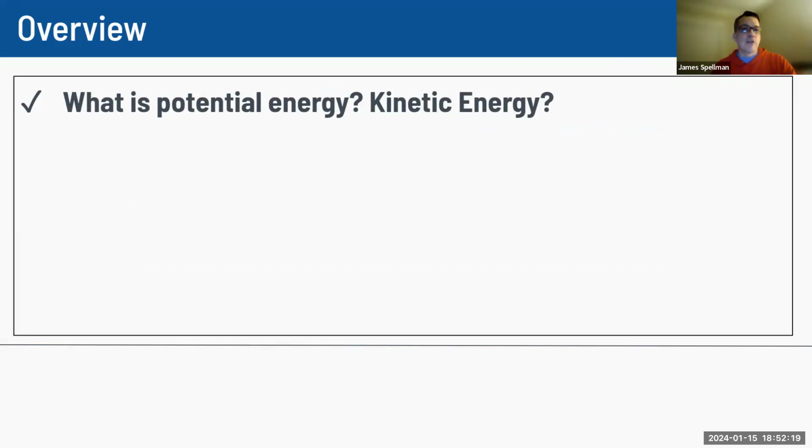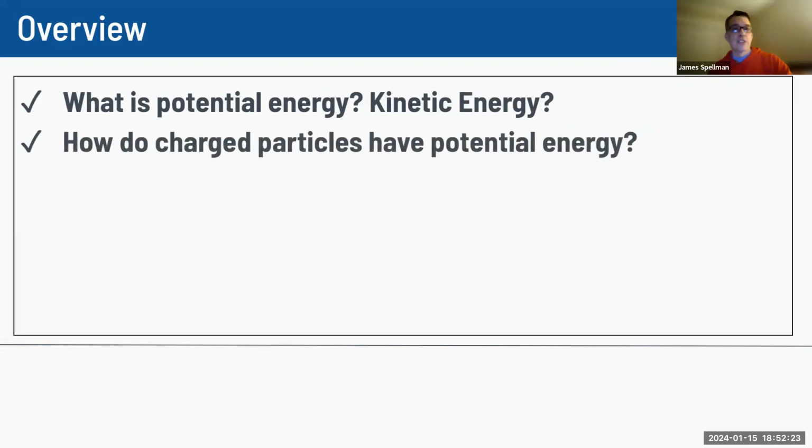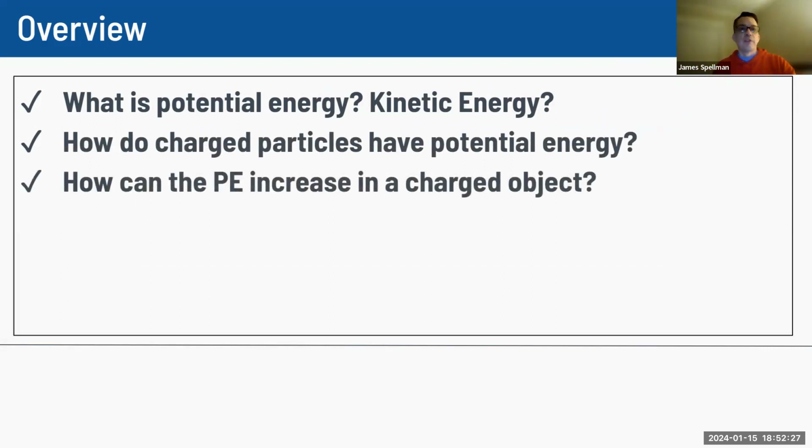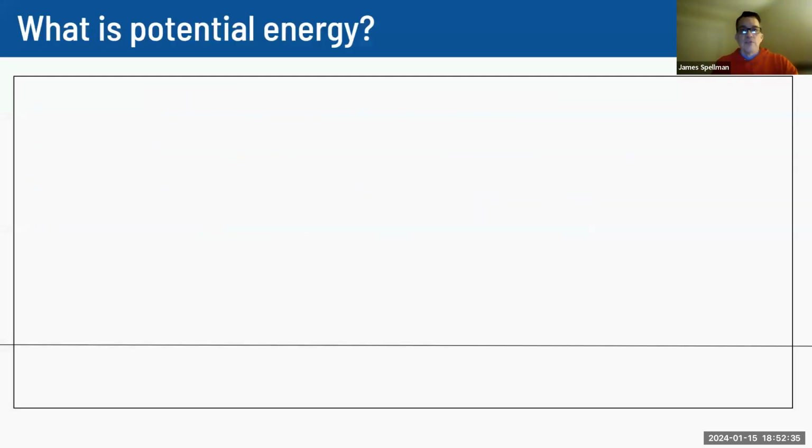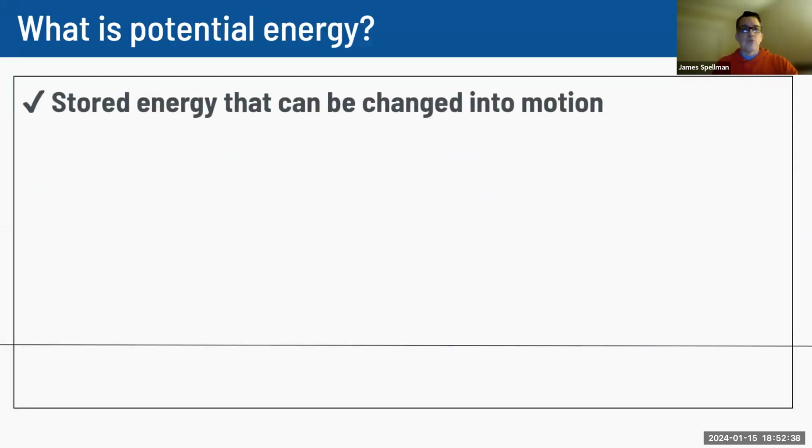We're going to revisit back into the fall, potential energy and kinetic energy. We are then going to go over how charged particles have potential energy, and then how the potential energy can increase or decrease in a charged object. And again, we're just going back with potential energy and kinetic. So back a long time ago, we discussed potential energy, and it's still the same thing.